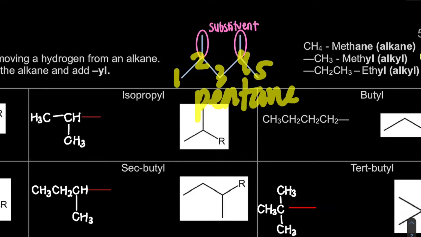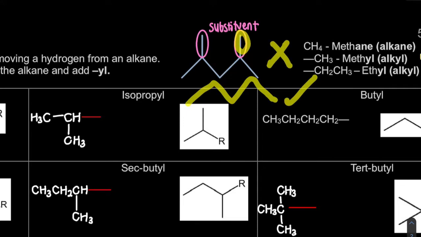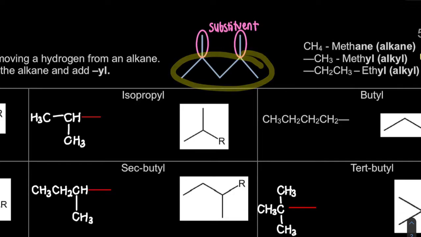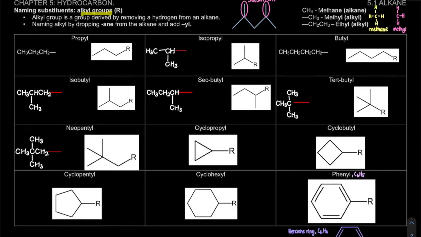But again, we do have our carbon here and this carbon, right? So we can't name it as pentane because pentane is 1, 2, 3, 4, 5, only this one. This one is pentane. This one is not pentane because we have what we call our substituent. The other group that is attached to our alkane itself. Usually the substituent we will define as our alkyl group.